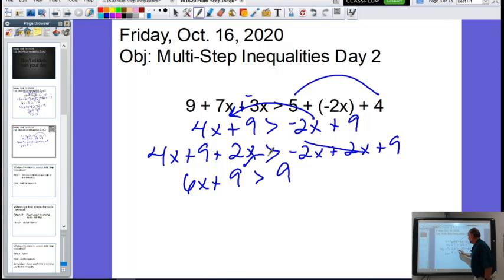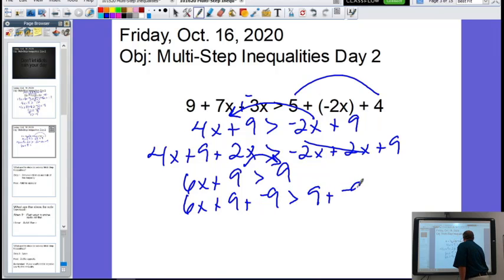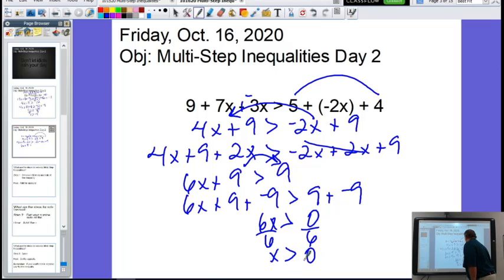So now move the 9 over to be with the other 9. So 6x plus 9 plus negative 9 is greater than 9 plus negative 9. So 6x is greater than 0. Okay, we divide both sides by 6, and we get x must be greater than 0 in order for this particular problem to be true. Okay, so I need all x values greater than 0. So I could check it with a 1 or a 2 or a 3 or any of those, but that's how we solve inequalities. That is our normal thing.